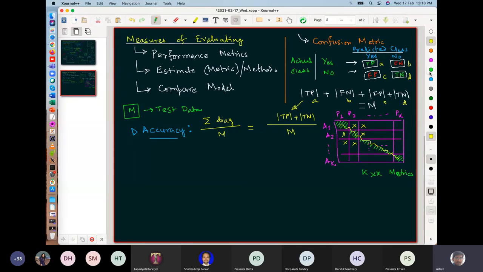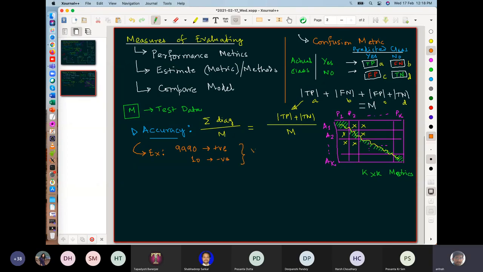Now here, if you think a little bit carefully, you can immediately find out one particular fallacy of this metric. Suppose, for example, my test data is a little bit biased towards a particular class. Suppose in my test data, there are 9990 data which are labeled as positive, and there are only 10 data which are labeled as negative. Correctly, these are the labels, the actual classes.